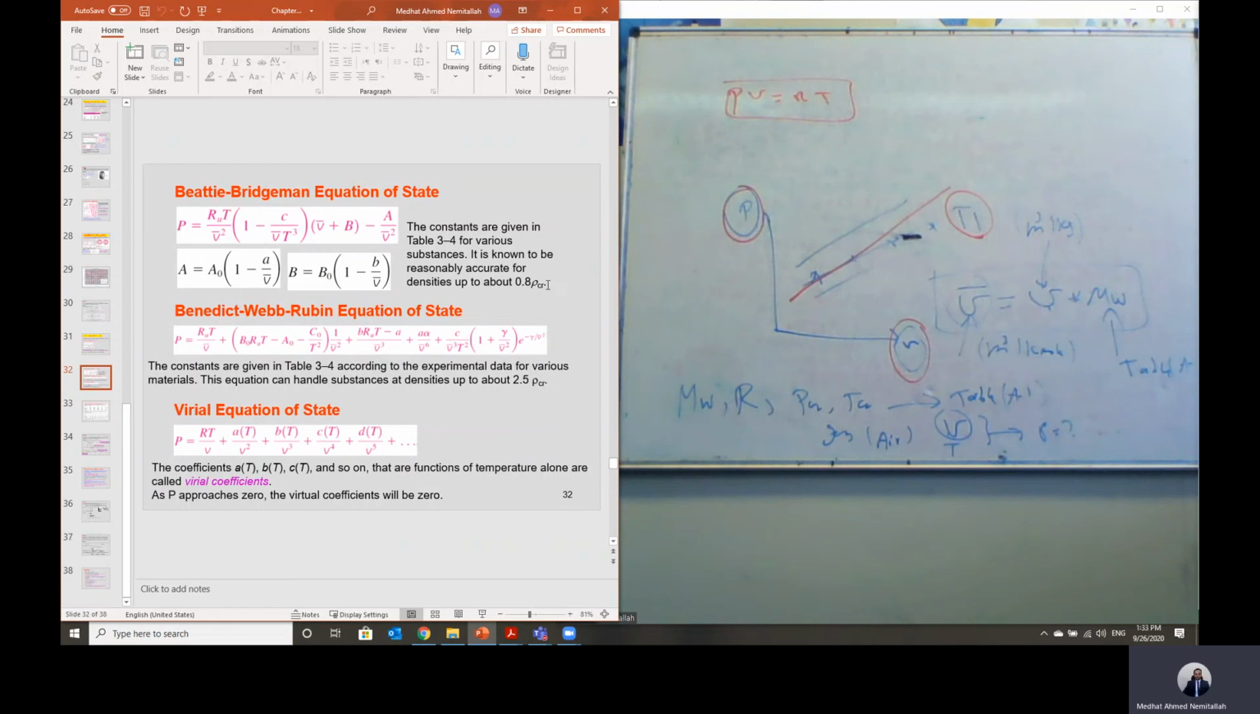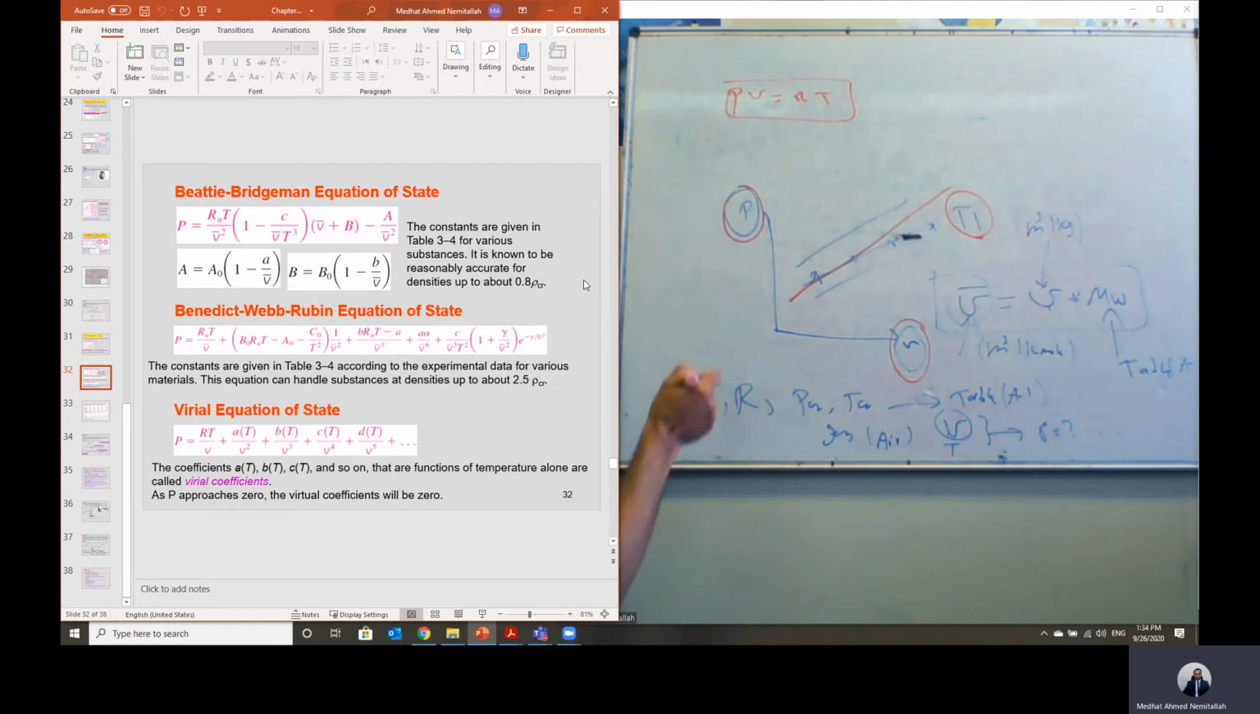This equation can be applied accurately up to a density of about 0.8 of the critical density. We said the error in calculating the actual volume of the gas is very low at low pressure. As we move towards the critical conditions and the pressure is raised, there will be a problem, or error, in calculating the actual volume using the ideal gas equation of state. But this modified equation can be applied properly up to a density very close to the critical density, or a density equal to 0.8 of the critical density.